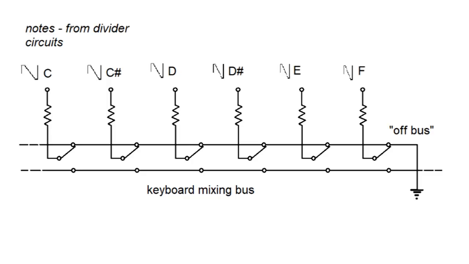Then the output of each octave divider is fed directly to the key contacts. So the key contacts are actually carrying the oscillator waveforms. And these are a series of metal contacts that, when you press a key, switch that note right onto a metal rod that is a passive mixing bus. In this diagram, the organ also has an off bus, so that any note that isn't being played is just sent to ground. But not all organs have this.